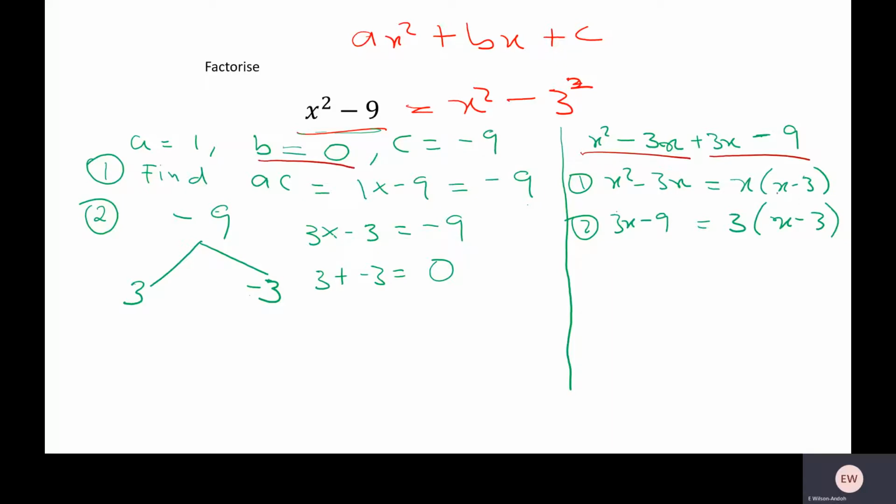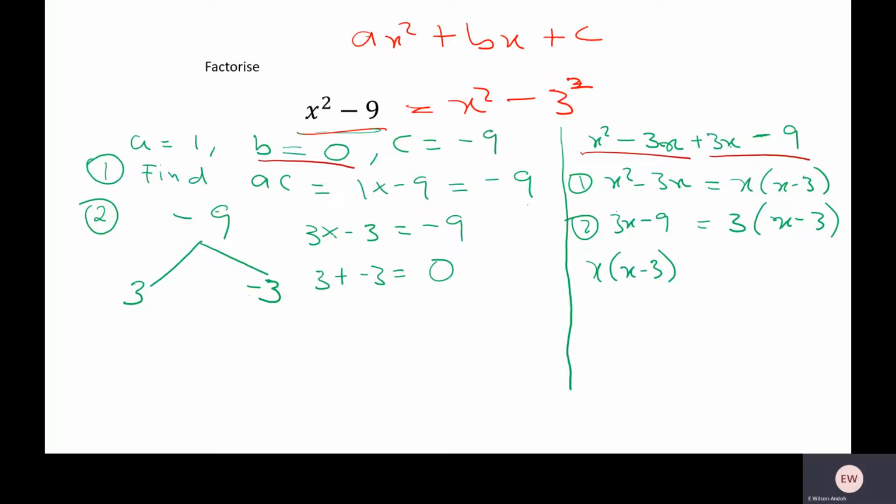So in the first one, what we have in the bracket is x minus 3. The second bracket, we have x minus 3. If you don't get these things to be the same, then you must know that your factorization is wrong. So now that we have factorized, we are going to substitute the first one into the expression. So instead of x squared minus 3x, we are going to write it as x minus 3.